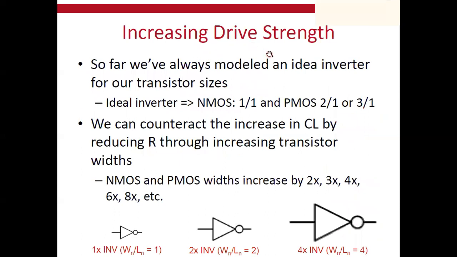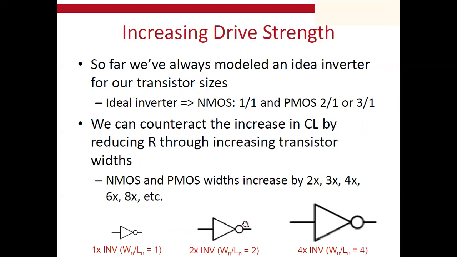Increasing drive strength. So we have always modeled an ideal inverter for our transistor. This is an ideal transistor with ratio 1:1 for the NMOS and 2:1 for the PMOS. We already considered this in a very detailed manner, either in this lecture or the previous one. So this is how you can see the variation in the capacitance.